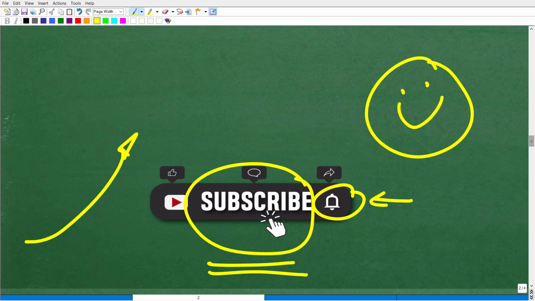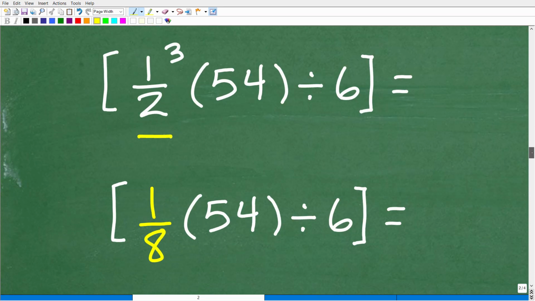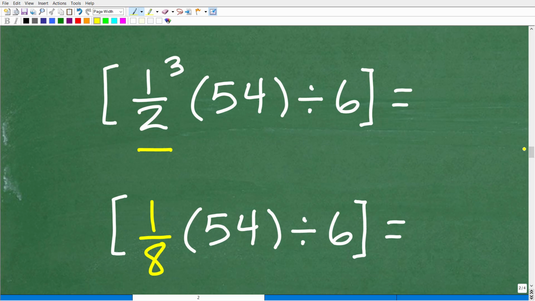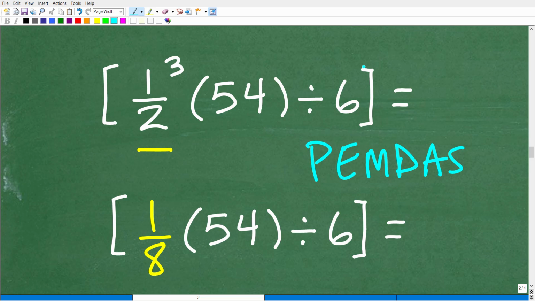Okay, so back to the problem. Here we're looking at this as its own separate problem. And of course, we are thinking about PEMDAS, right? That's always in the back of our head. So here I'm working inside these brackets. That's effectively grouping symbols, so it's like I'm doing PEMDAS again.